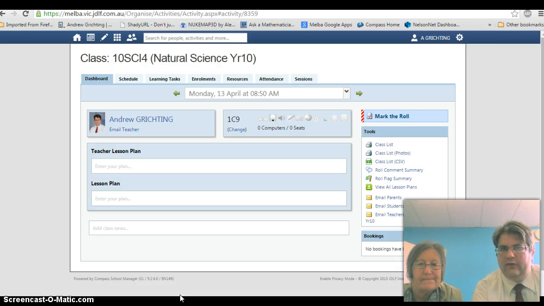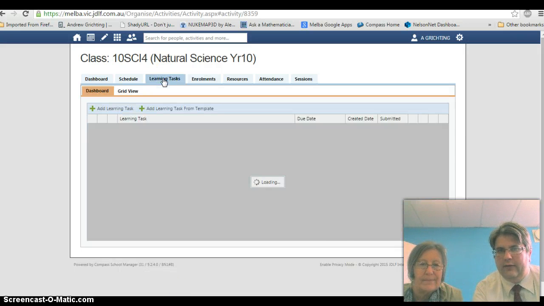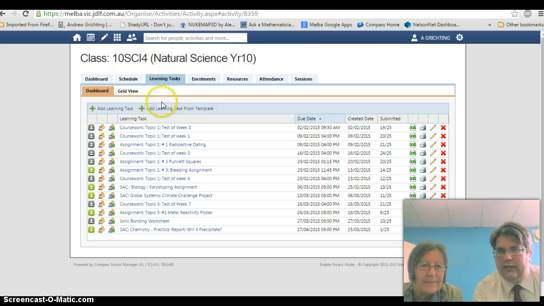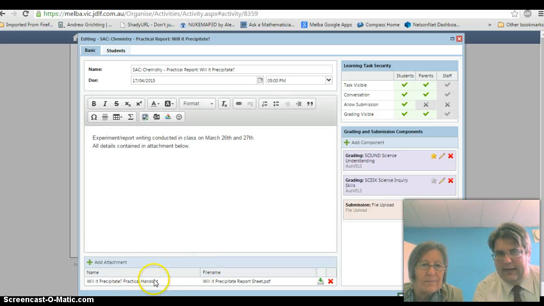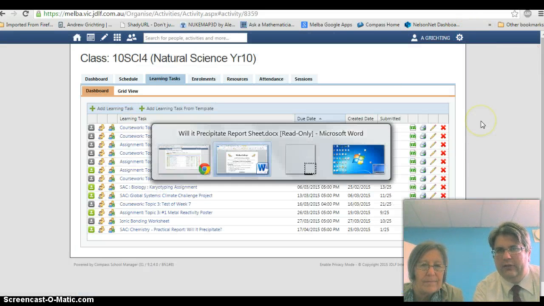What we're looking at here today is your page and just making sure that you know where to get the sheets that you get. If we go to Learning Tasks, they'll load in and you can see your SAC Chemistry Will It Precipitate. When you click on that, you'll see there's the handout down here that you can download so you have the same sheet. Okay, I'm closing that and bringing up the sheet so you can see it on the screen.